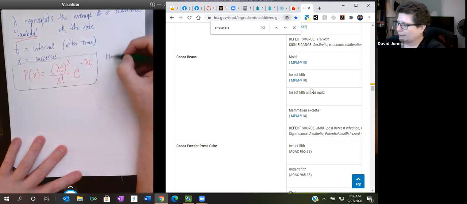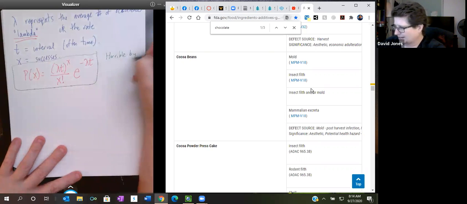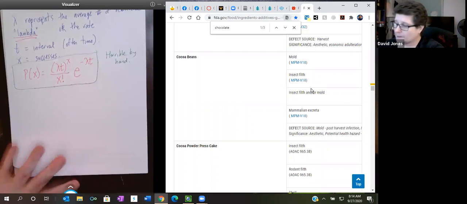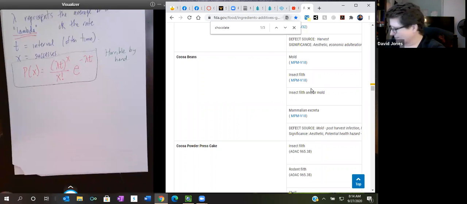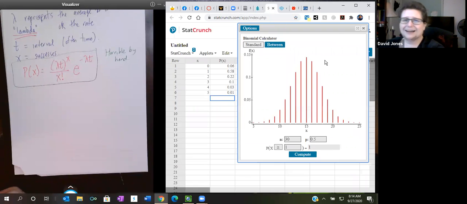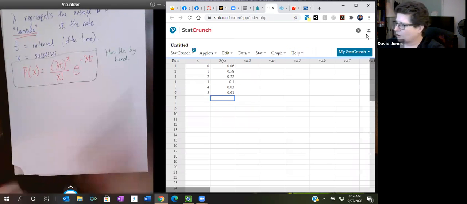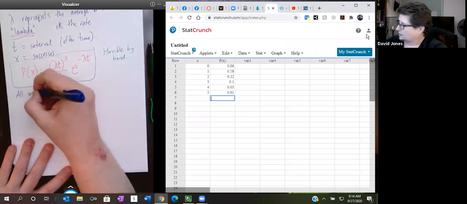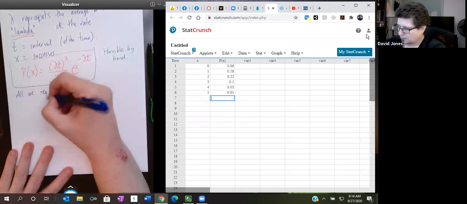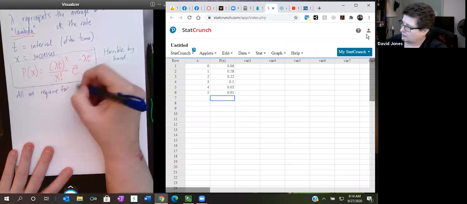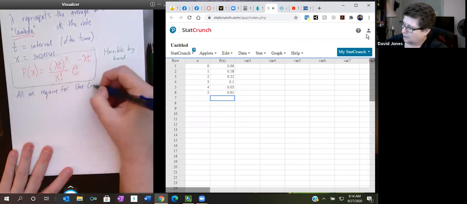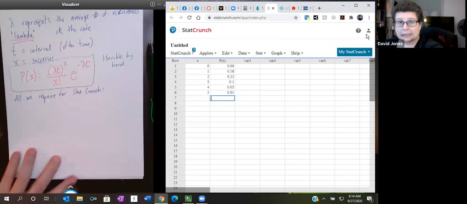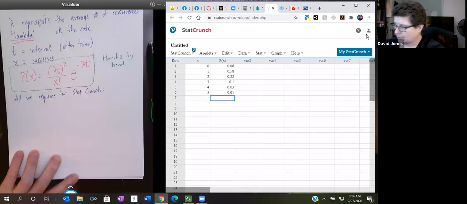This is horrible by hand. It's really easy to screw up doing this in the calculator. Thankfully, we have StatCrunch. All we require for StatCrunch, let's go look and find it. If you don't know, you can always look. What if I don't remember?